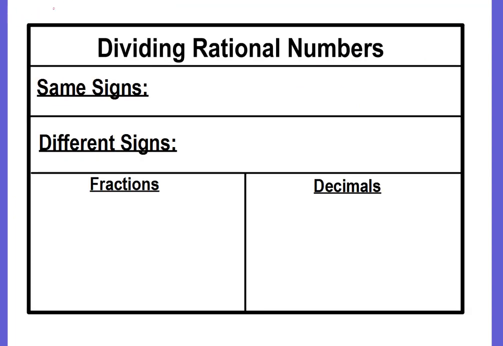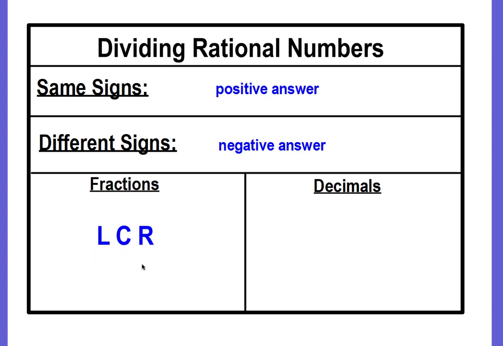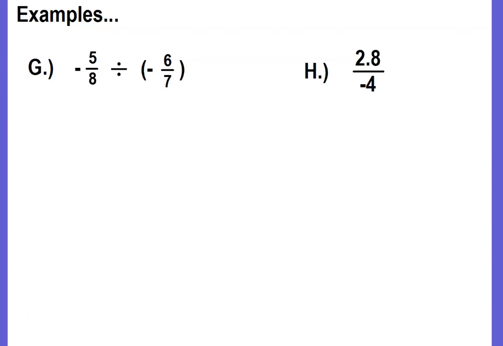Okay, and finally, let's talk about dividing rational numbers. It's just the same as multiplying when it comes to the signs. If the signs are the same, if you have 2 numbers that you're multiplying together and the signs are the same, you get a positive answer. If the signs are different, then your answer is going to be negative. When it comes to dividing with fractions, the main thing to remember is LCR, leave, change, reciprocal. If you're dividing with decimals, you need to remember that you have to have a whole number divisor. We don't want that decimal in a divisor, so you have to move that decimal point and turn it into a whole number. 2 examples.